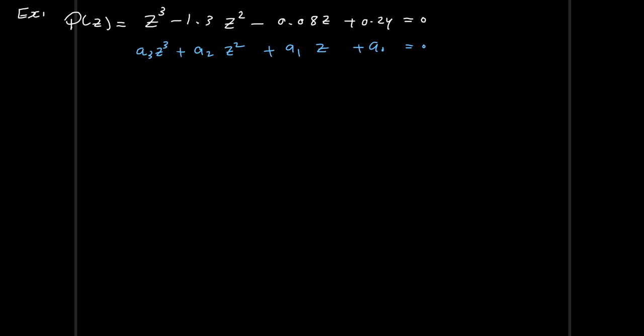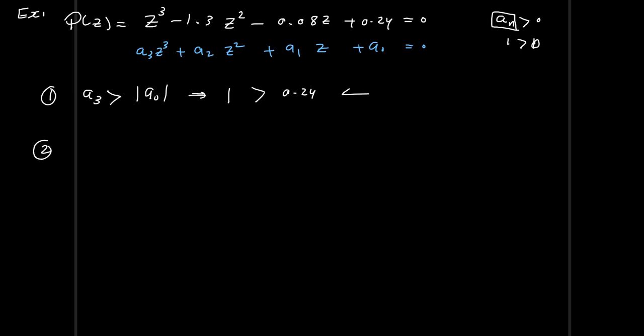Now let's check the first condition, and all the time you should be sure that a to the power n is greater than 0, and here 1 is greater than 0. Otherwise, I should multiply by minus 1 to guarantee that the coefficient of the highest power of z must be positive. So let's start with a3 must be greater than the absolute value of a0, and here 1 is greater than 0.24, so the first condition is checked.